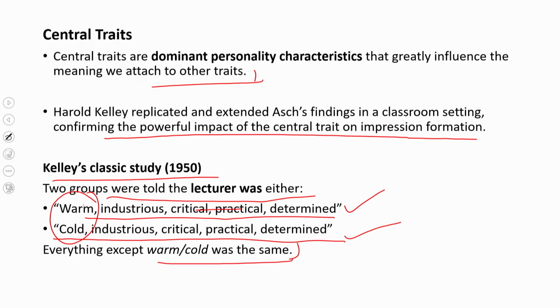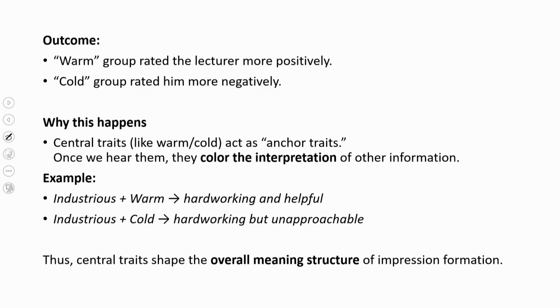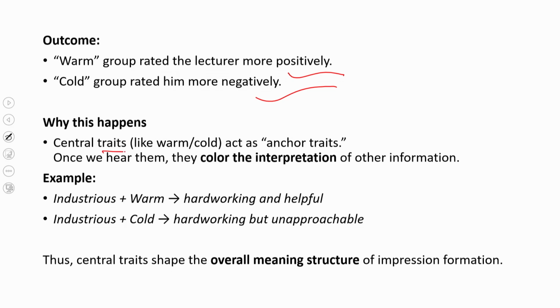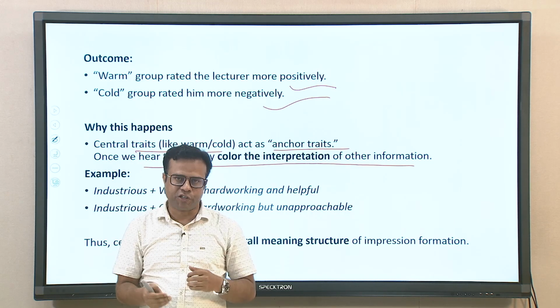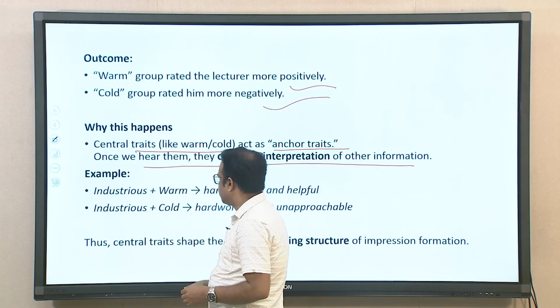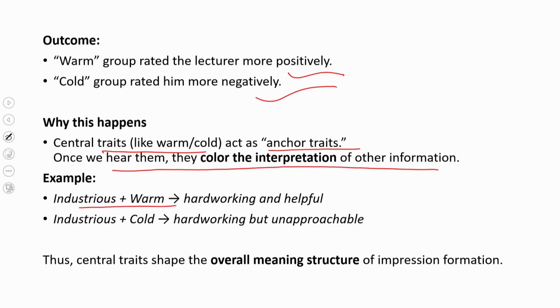What was the finding? How was the impression formed? The warm group rated the lecturer more positively, the cold group rated him more negatively. The similar finding as we have seen in the earlier experiment. So, why did this happen? Because warm, cold is a central trait, it acts as an anchor trait and it influences your judgment very strongly. Once we hear them, they color the interpretations of other information. They become more dominant in influencing the decision, and others may not have that kind of influence. So, for example, industrious plus warm, when we say it, it looks like this person is hardworking and helpful.